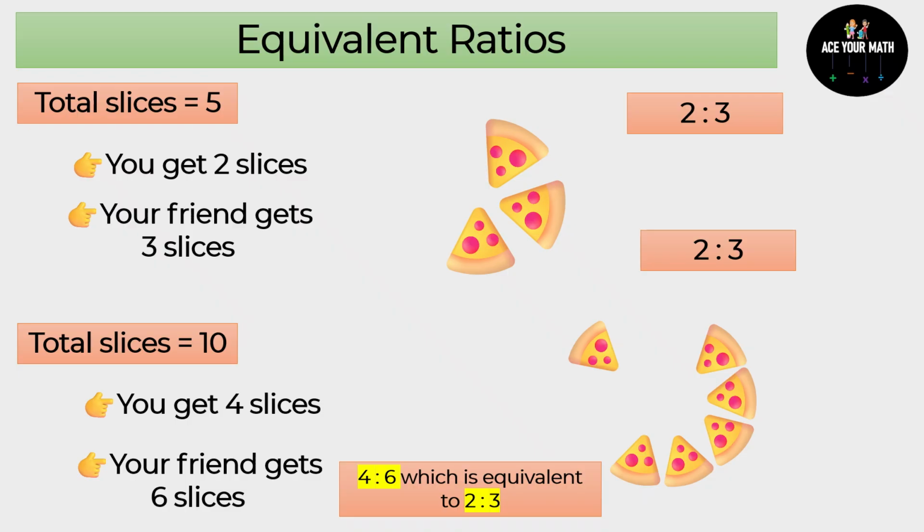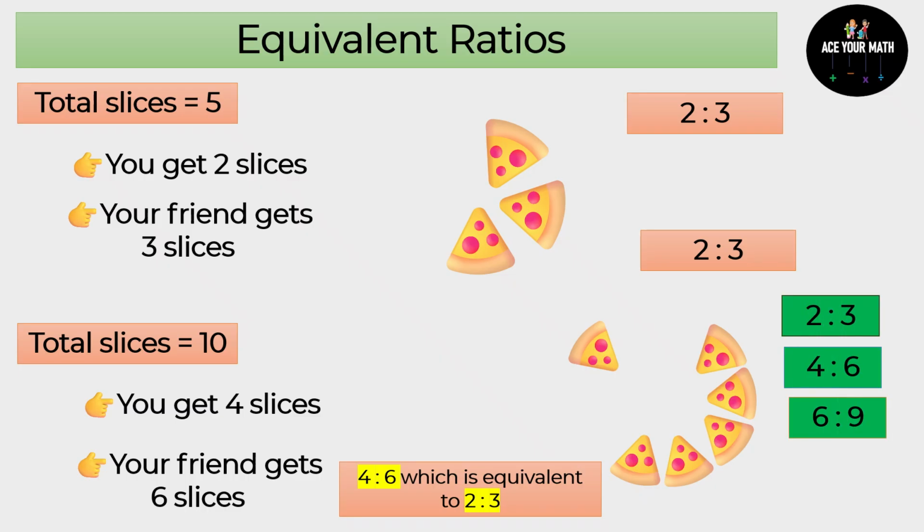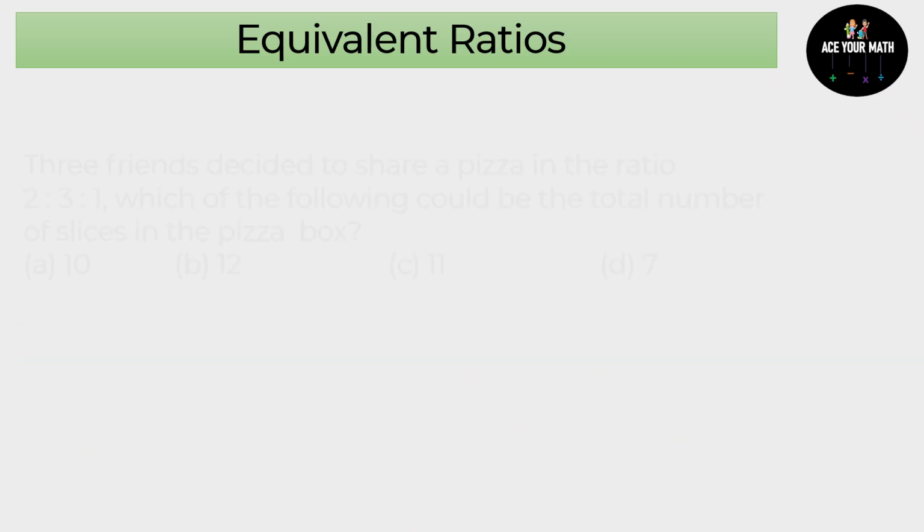Okay, so this means even though the slices have increased, the division was in the ratio of 2 is to 3 only. So you can say that 2 is to 3 is equivalent to 4 is to 6. Likewise, it is equivalent to 6 is to 9 and to 8 is to 12. All these ratios are the same. So these are known as equivalent ratios. Now we'll solve one question.